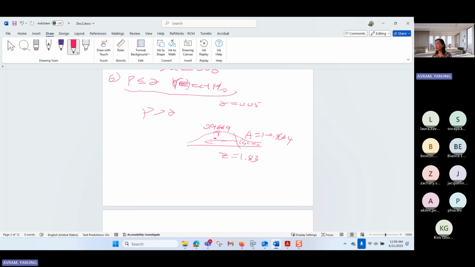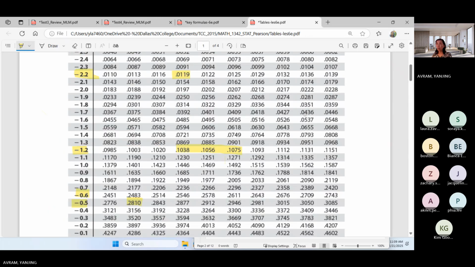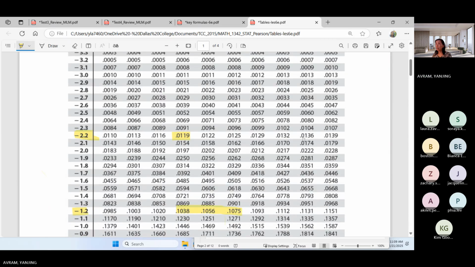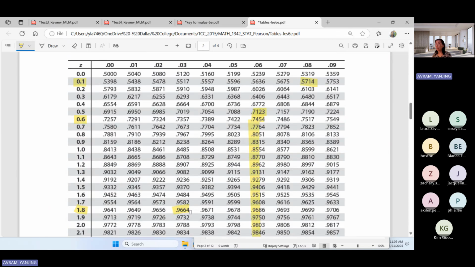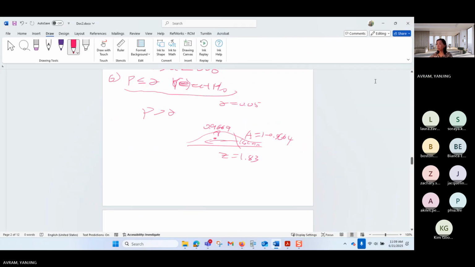Is it 0.64 or 69? 1.8 is 64, not 69. 64. Okay, so we subtract from here, so that's 0.0336. All right, so my p-value is 0.0336. My alpha value is 0.05, right?